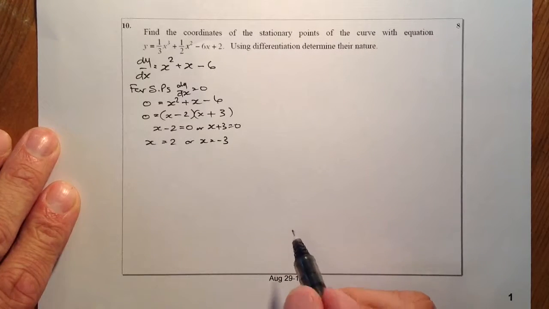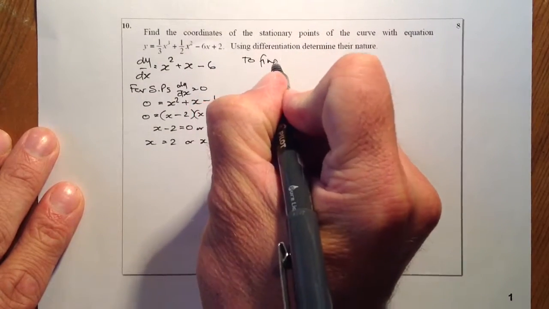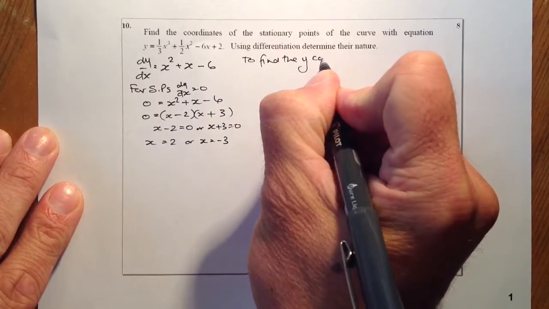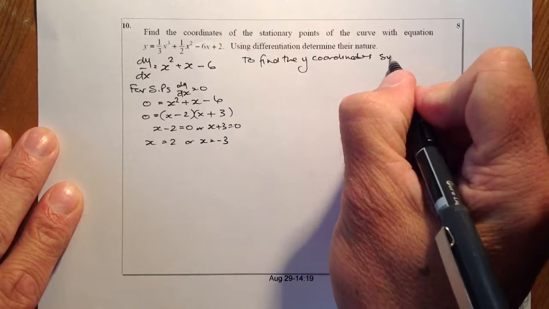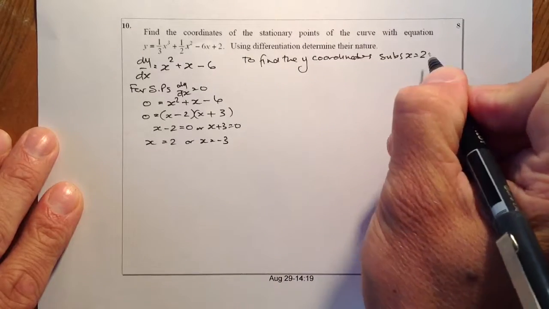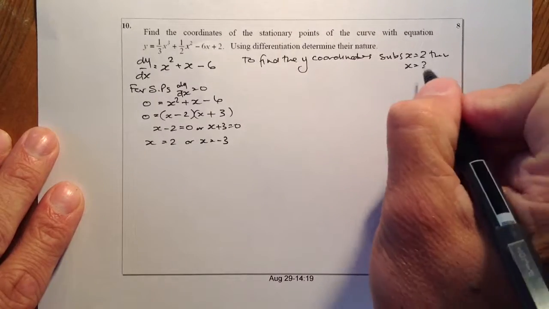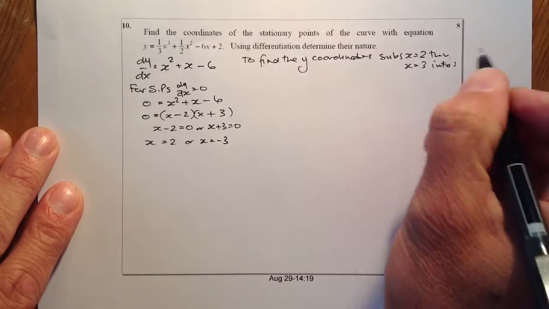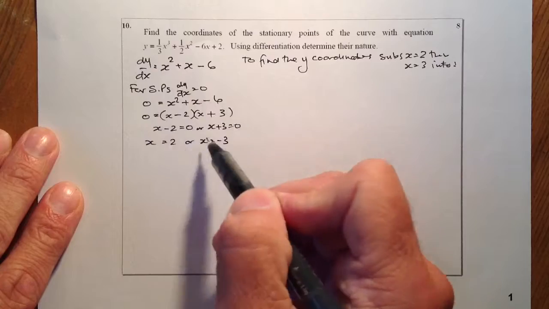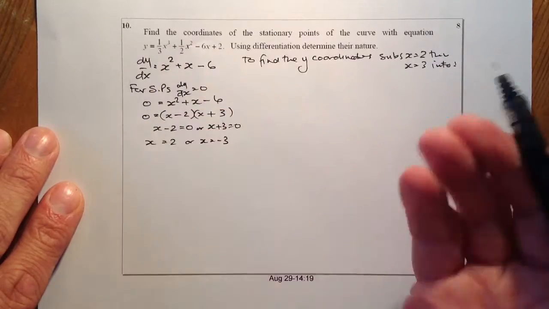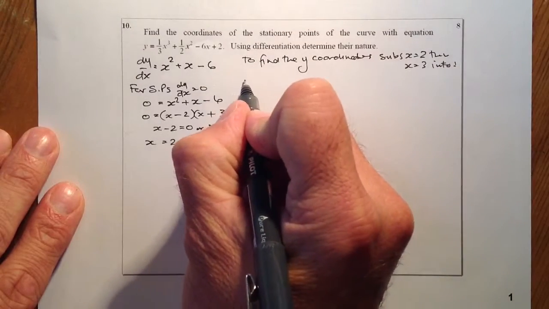Right, so what I'll do next is I'll find the y coordinates. So to find the y coordinates, what I'll do is I'll substitute x equals 2, then x equals minus 3, and we'll put that into the main equation that says y equals, because I'm trying to find the y coordinate. So if I substitute in the x values into here, I'll find the y coordinate for each of them. So let's do the x equals 2 first.